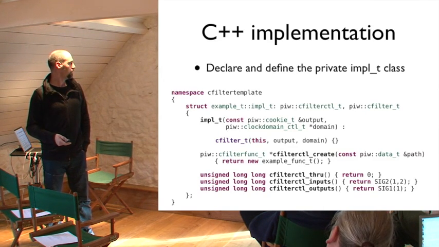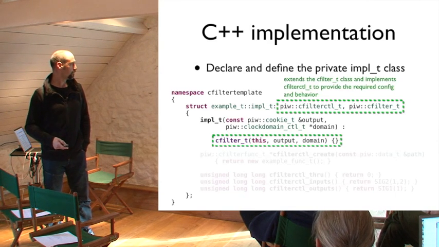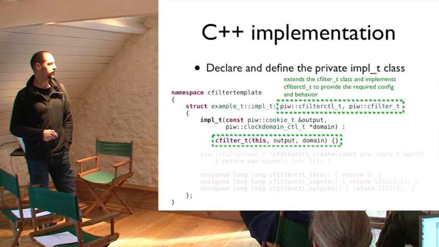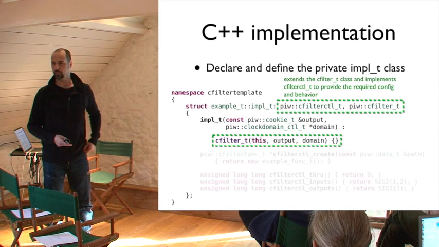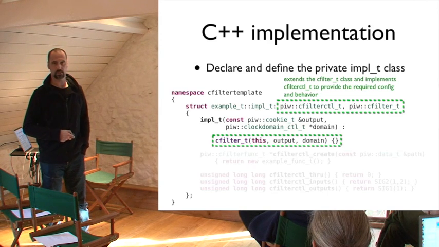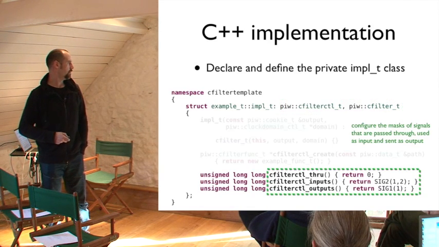So this is what C filter looks like. In this case, the implementation extends the C filter class and implements the C filter controller by adding the methods here at the bottom. What it basically does is pass itself to the C filter class as the controller, and then it gives the cookie, the output cookie and the domain to the C filter, and then C filter will do all the difficult parts about the event handling, right? And it will call back into the controller that you passed in here to kick off everything and get its required configuration. So that's what happens here.